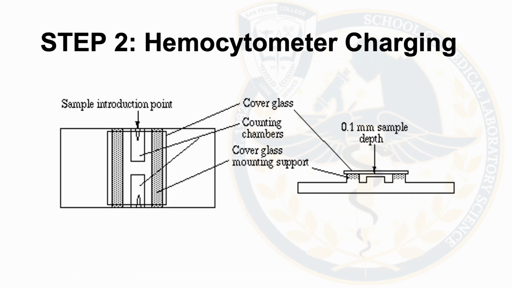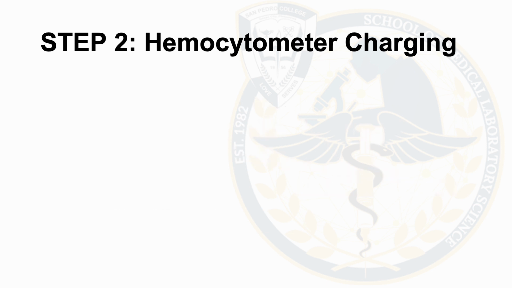Okay, as I said guys, the depth. This one is your counting chamber. This is where you put the sample. That's a sample introduction point. And then there has to be a cover slip on top of it. As you can see, it has a depth of 0.1 mm. Its depth is 0.1 mm. They might ask that of you. Know the depth of your hemocytometer.